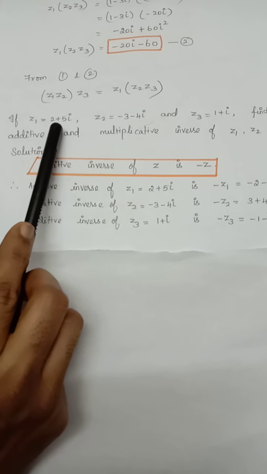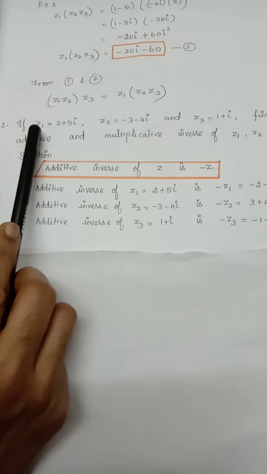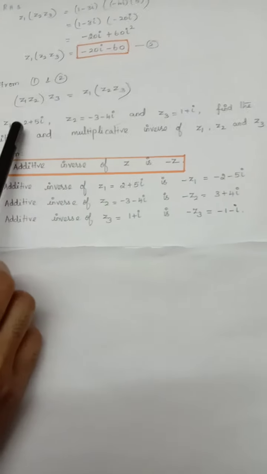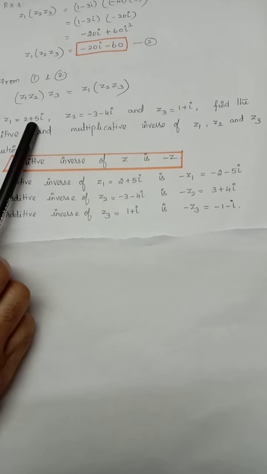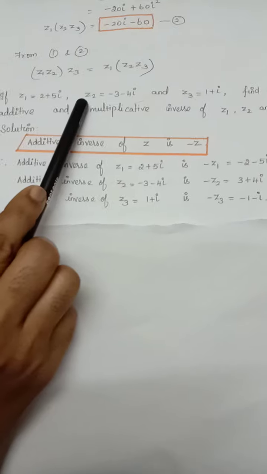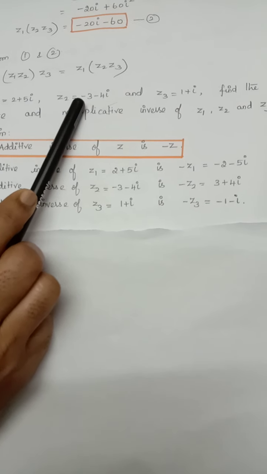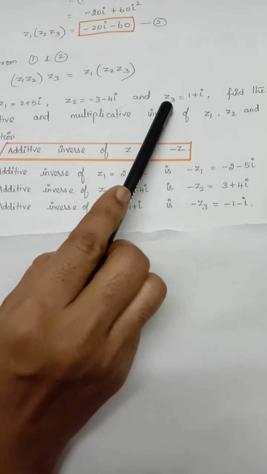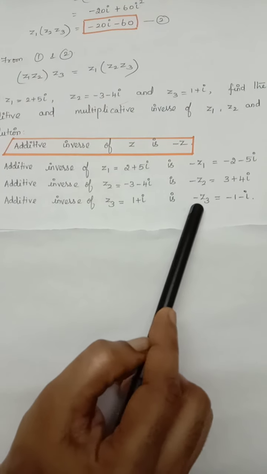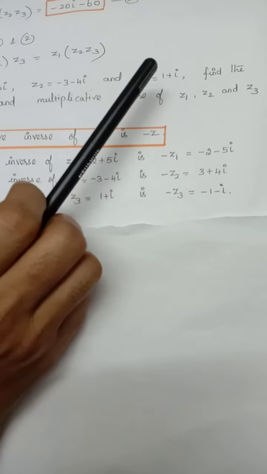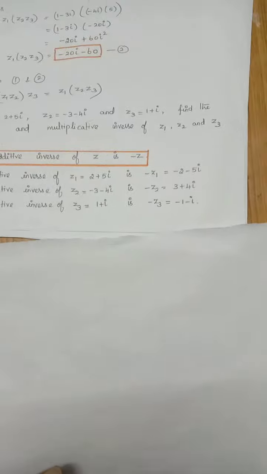Take the first complex number. So its additive inverse is minus z1. So how to write minus z1? That is nothing but minus 2 minus 5i. In the same way, the additive inverse of z2 is minus z2. So it will become plus 3, and here it is plus 4i. Okay. So the additive inverse of z3 is minus z3. So when you multiply by the minus, it is minus 1 minus i. Okay, so I have found the additive inverse of the three complex numbers.